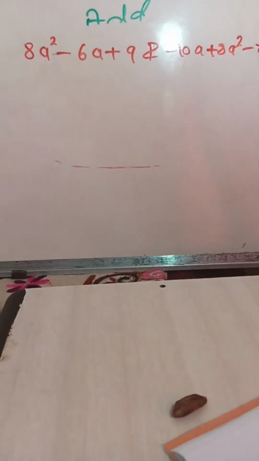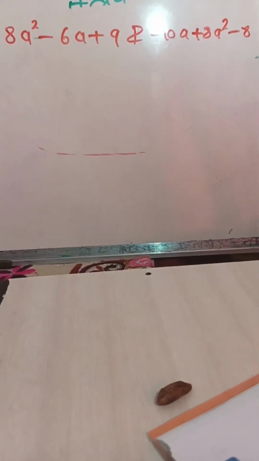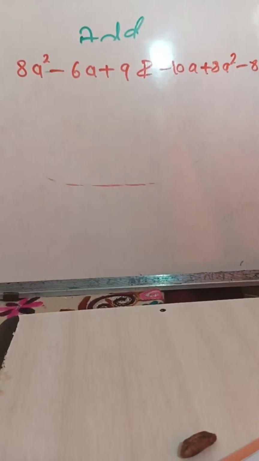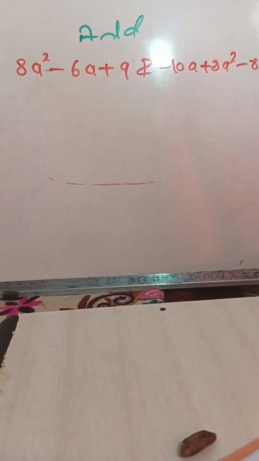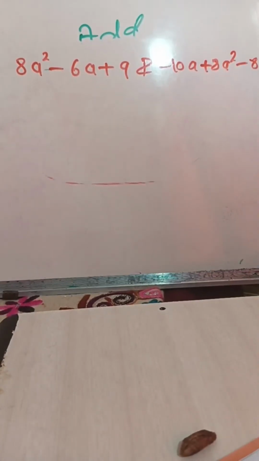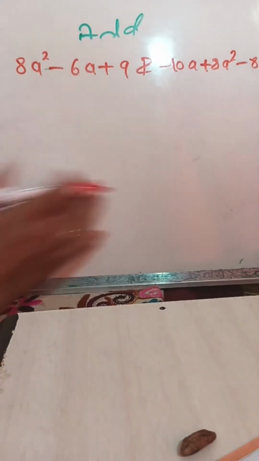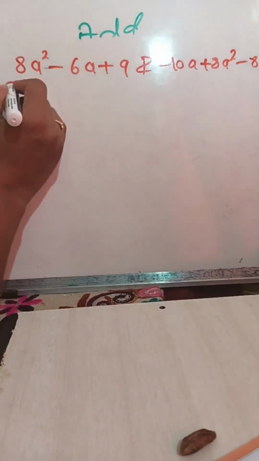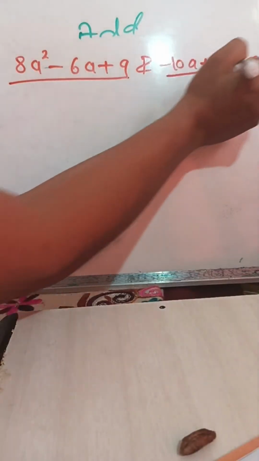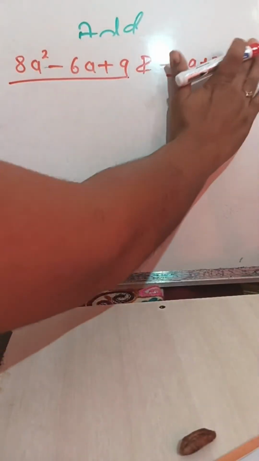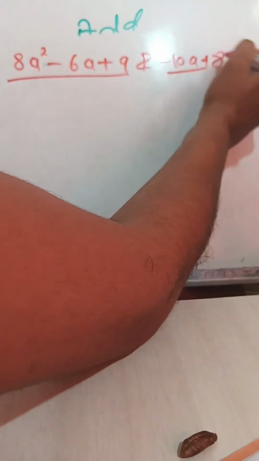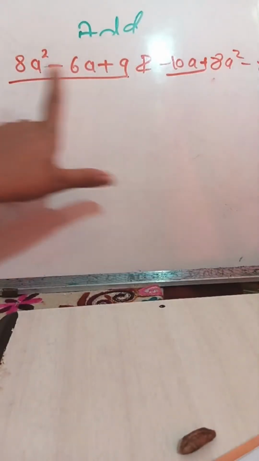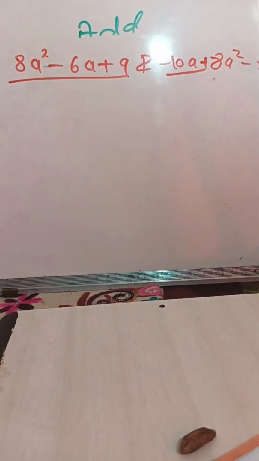Okay, I think it is visible now. Fine. Now we have to add these two expressions. How do we add? First we'll do the vertical method, then the horizontal method. Here first we write this expression, then this expression. But in this expression, they have given 10a, 8a square, minus 8. First we have to write like terms together, then we can add.